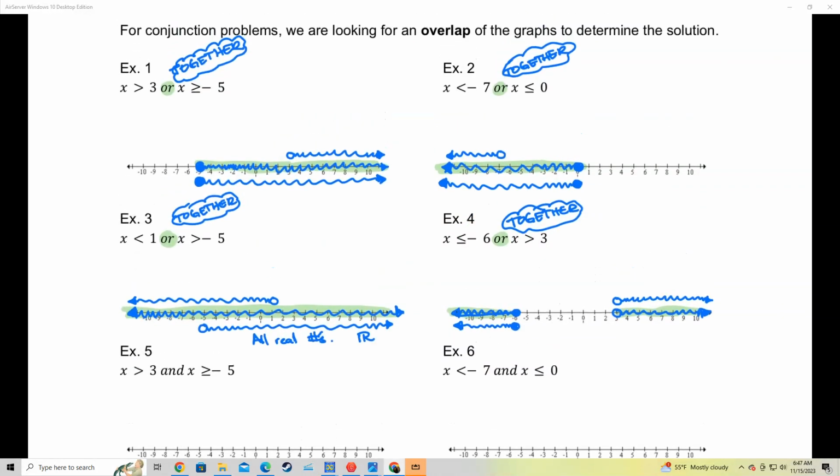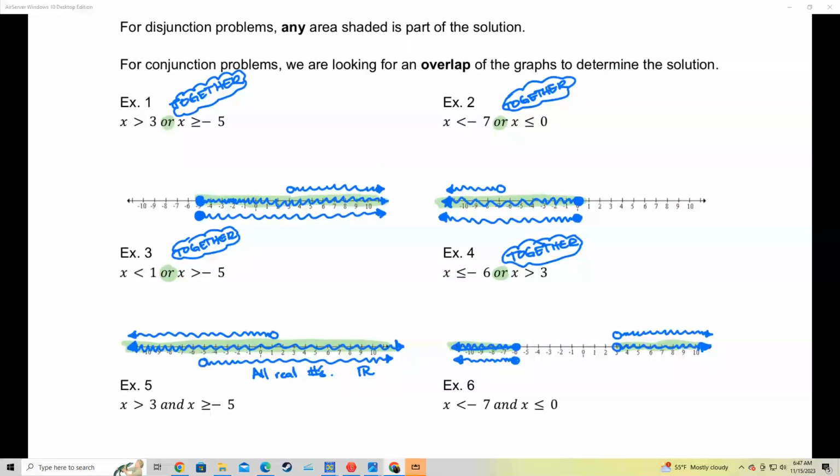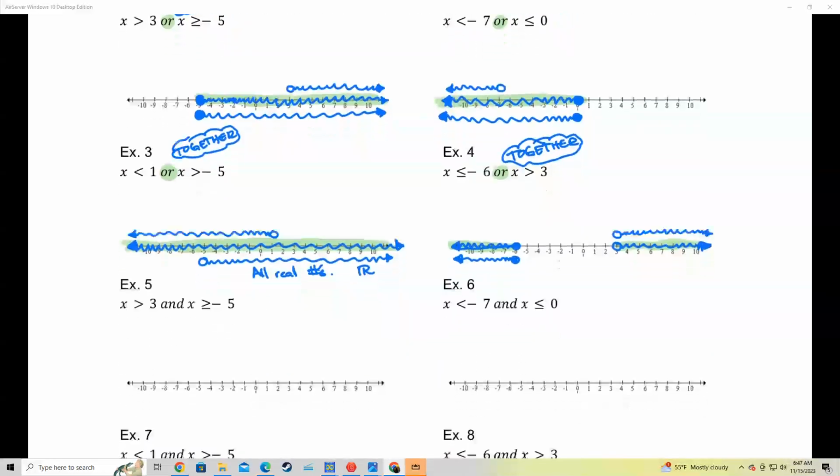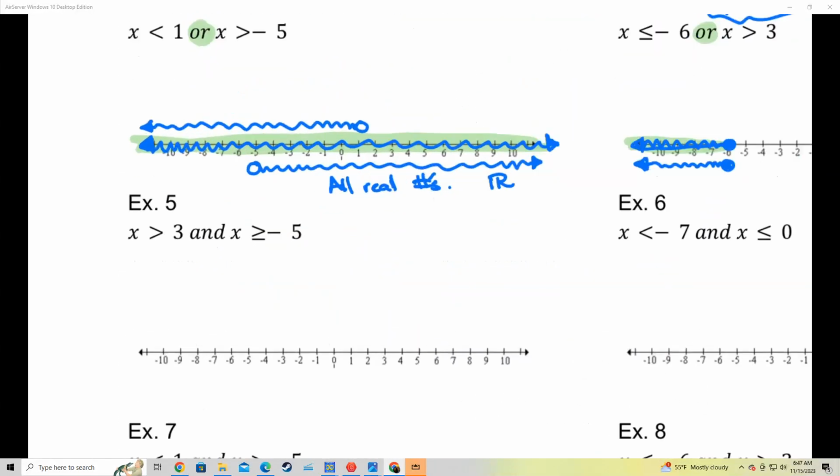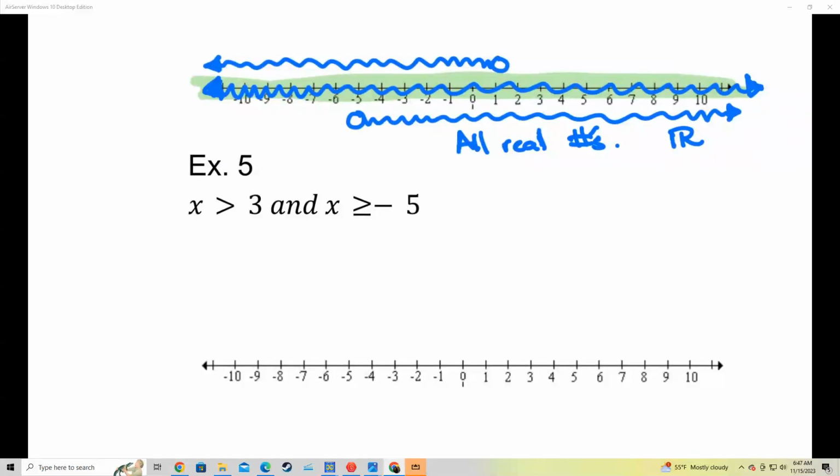Okay, so we saw plenty of examples when we had the words together, right? When we use the word or. What about when I use the word and? And means that it has to work for this one, and it also has to work for this one. So this means if I want a solution, then it needs to work for both. This is really, really difficult to do as far as being part of the solution.